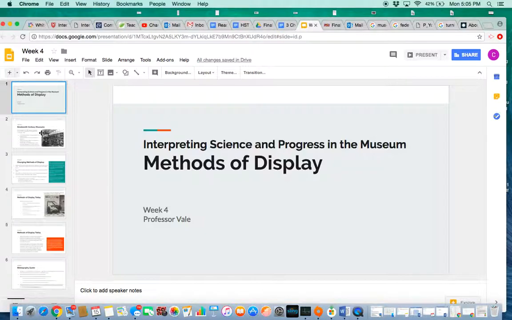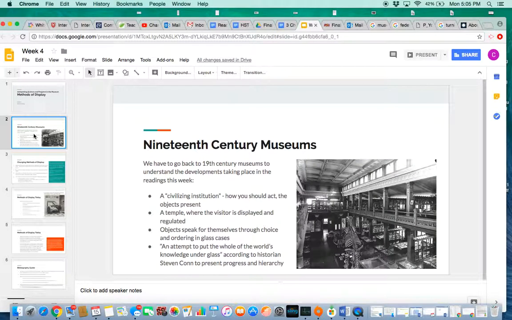So methods of display. In the readings that you're going to look at for this week, which is the Arnold and McDonald readings, there's going to be a few different examples. Arnold's going to track change over time in terms of how museum displays for science museums in particular operate in science centers. And then McDonald is going to look at one particular exhibit and analyze its approach.